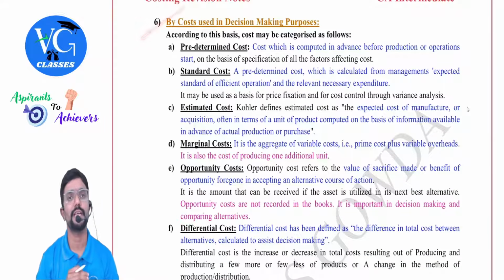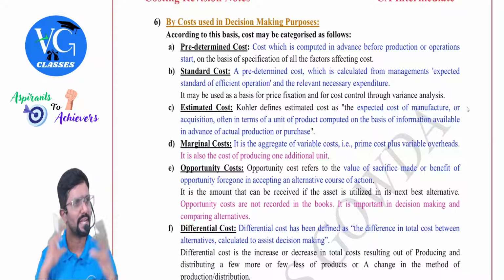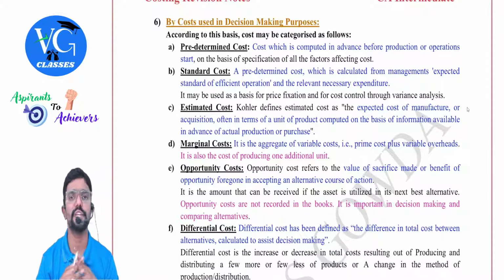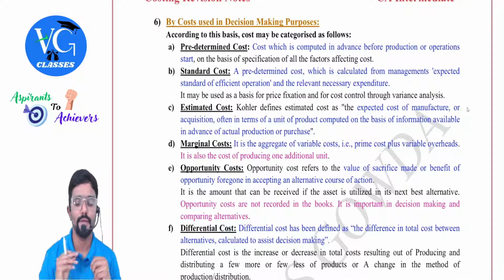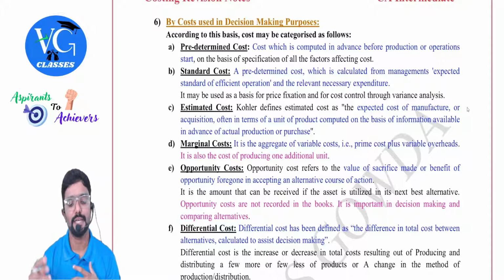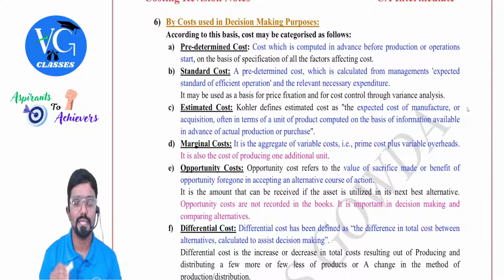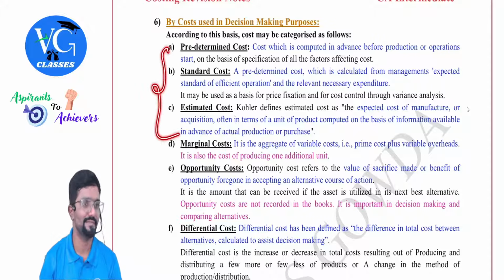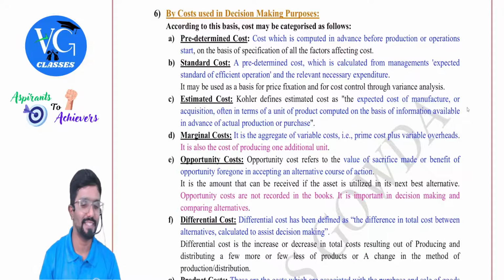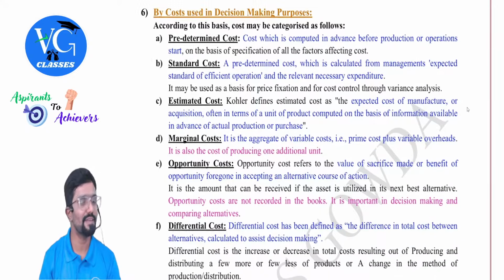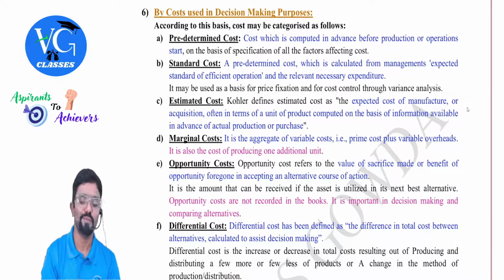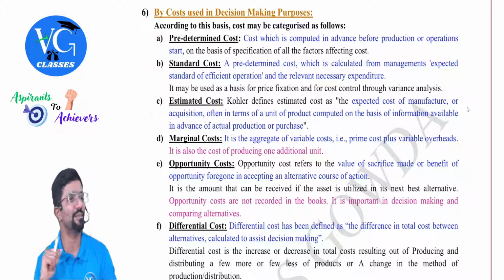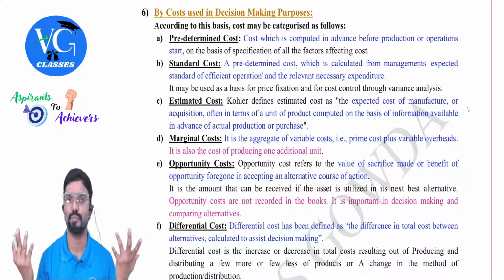There are many other different types of expenses we will see. These are miscellaneous, last, which are used for decision making. According to this basis, that is based on decision making, the costs are categorized as follows. The first three are one and the same, guys. Even in the ICAI material, they have given them under different names. I have also given them here, but please be careful. These three are one and the same; we just call them by different names.